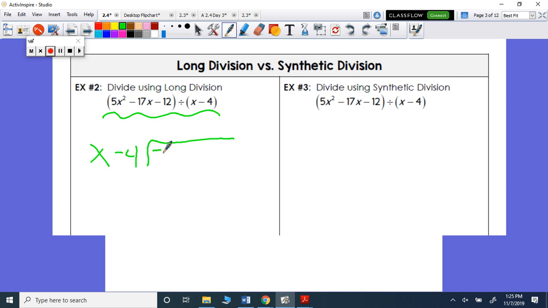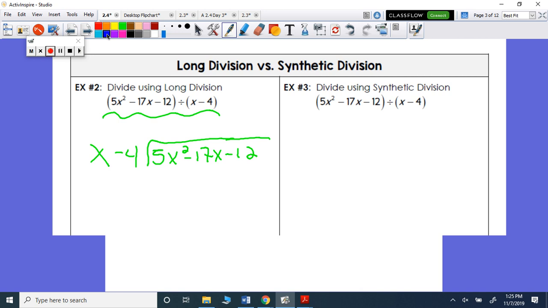Did you remember, in synthetic or long division, that any skipped power you have to hold with a 0? Did you remember that? If this jumped from 5x squared down to negative 12, you would have to hold the x position with a 0. That or with synthetic. All right.